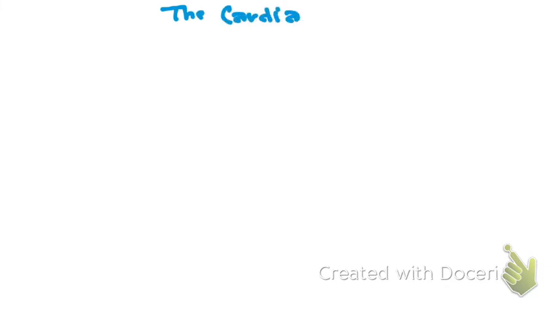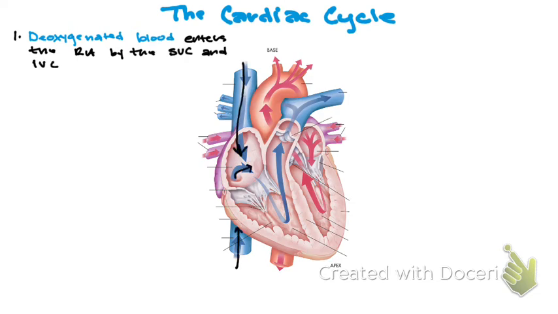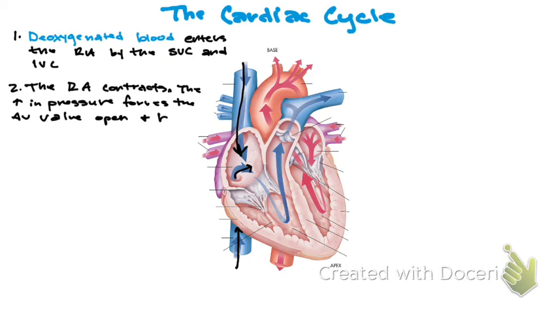Okay, let's look at a full cardiac cycle. So first, deoxygenated blood enters the right atrium by the superior vena cava and the inferior vena cava. The right atrium then contracts. An increase in the pressure forces the AV valve to open, and blood enters the right ventricle.